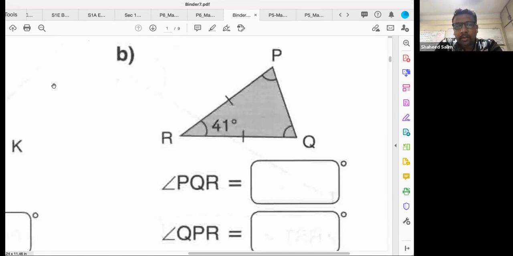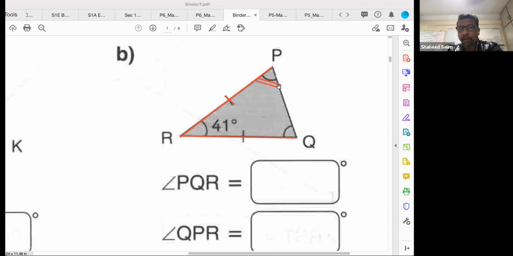Which two angles are the same? You must know which two angles are the same. If you cannot see, I will draw again. So this one now is same, so I draw the line here. This one same, I draw the line here. This one is different. These two are the same.